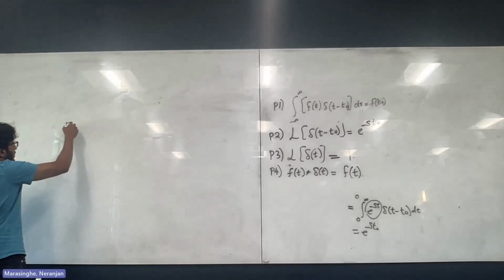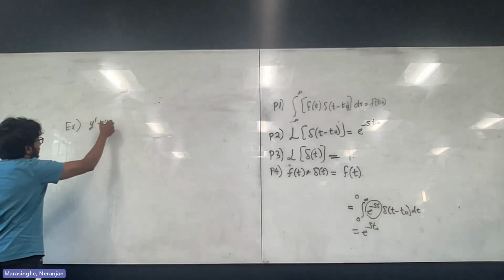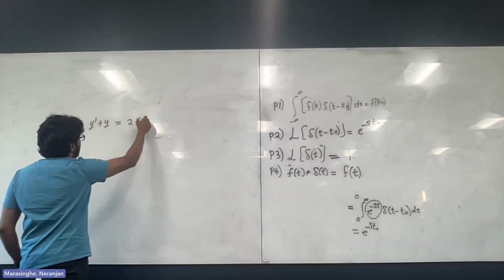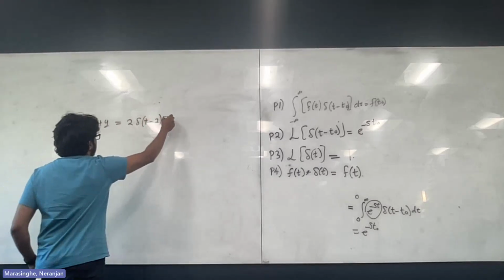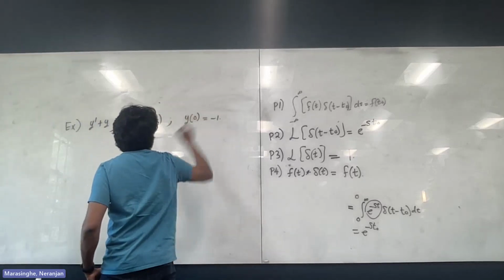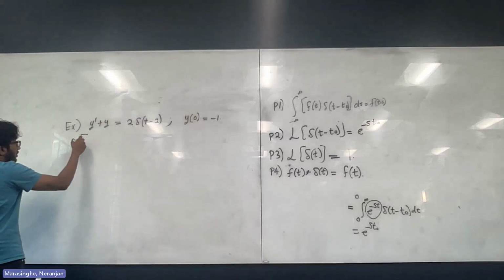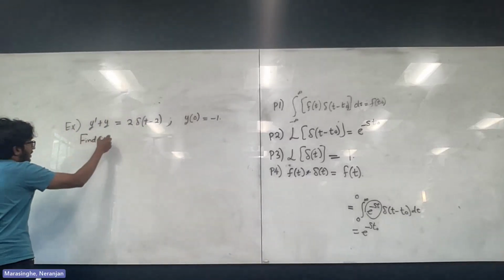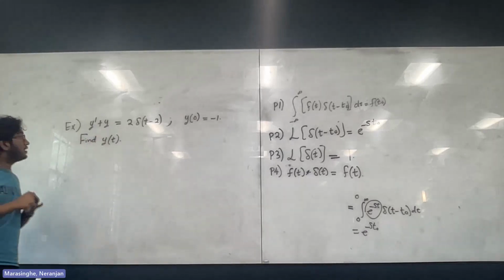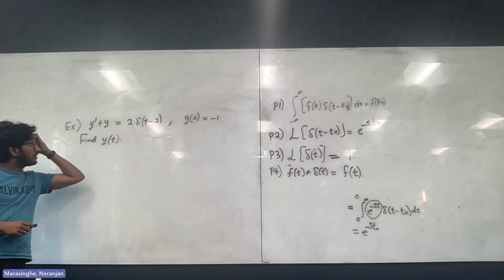Suppose I have a differential equation like this: y' + y = 2δ(t - 2), with y(0) = -1. The problem is to find y(t). Okay, you have a differential equation and it involves the delta function, right? So try to find y(t).